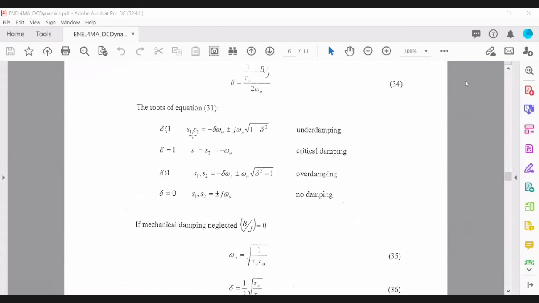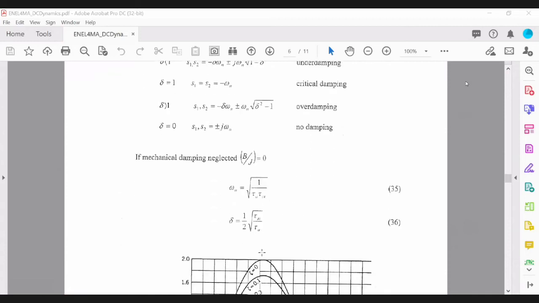If your damping ratio is below 1, you will have the underdamped case. If it's equal to 1, then S1 and S2 are equal, and that will be the critically damped case. And if delta is higher than 1, you will have what we call overdamping. And if delta is 0, you will have no damping.